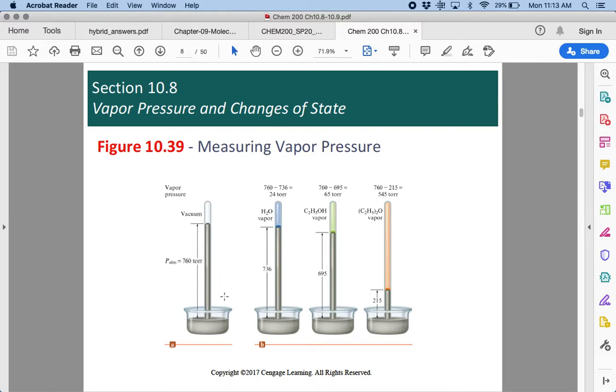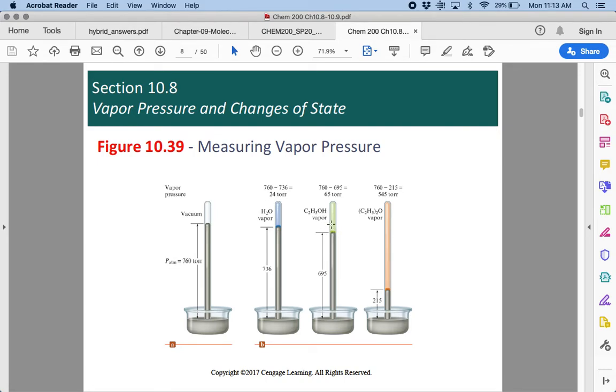So this is just the vapor pressure in a vacuum. 760 torr is the same as 1 atmosphere. Then if we had water vapor in here, the vapor of the water is going to push down on our mercury and push some of it out. So we still have the atmospheric pressure, 760 torr, minus the millimeters of mercury from the water vapor pushing down on it. So we get a vapor pressure of water at 24 torr.